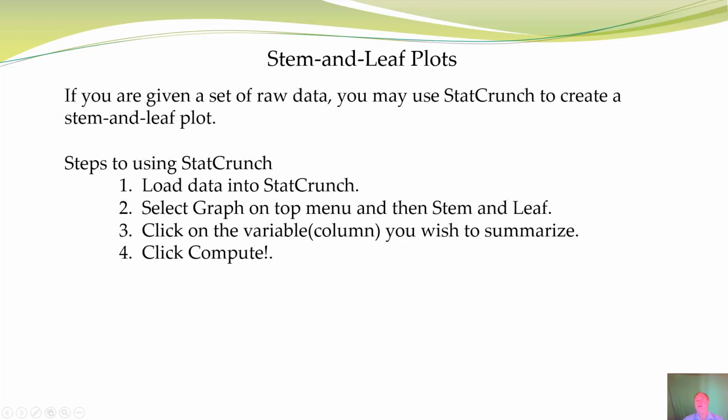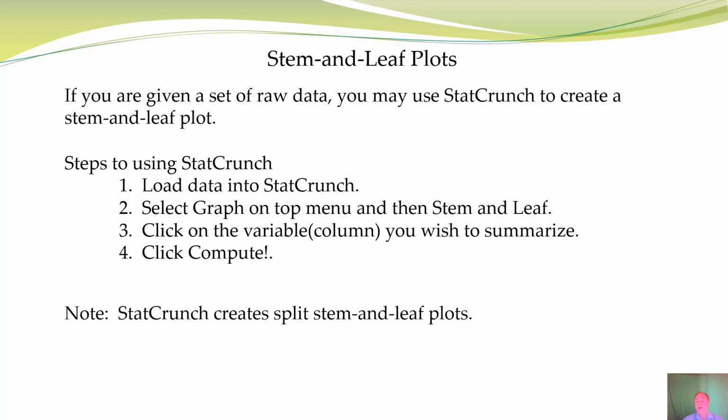Now, if you're given a set of raw data, you may use StatCrunch to create a stem and leaf plot. Okay, the steps to using StatCrunch. Load data into StatCrunch, select graph on the top menu, then stem and leaf. Click on the variable column you wish to summarize, click compute. Now, note StatCrunch creates split stem and leaf plots.